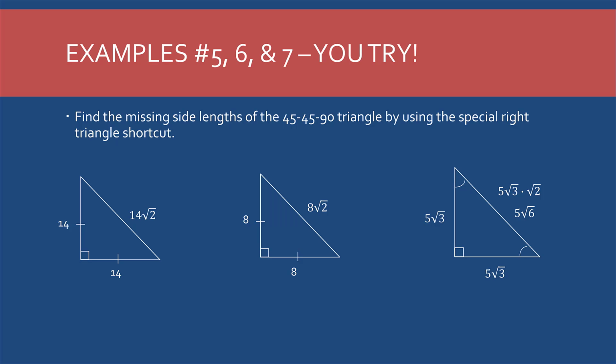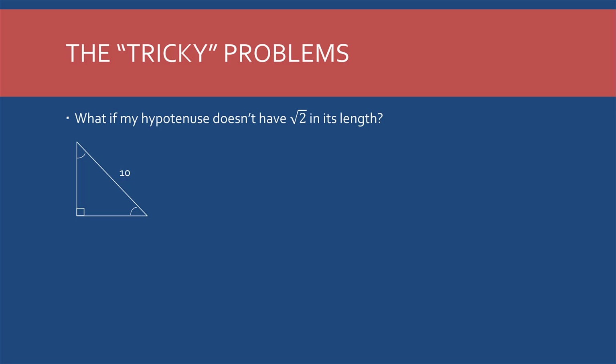Okay, so those are the most common types of 45, 45, 90 triangle problems you're going to see, okay? Whether it's in this class or whether it's next year in Algebra 2. But there are other types, and we'll call these the tricky problems, okay? And what I mean by tricky problems is, notice on my example, the hypotenuse does not have a square root of 2 in its length, which is throwing us off on our pattern of side length, side length, side length, square root 2. So what are we going to do?